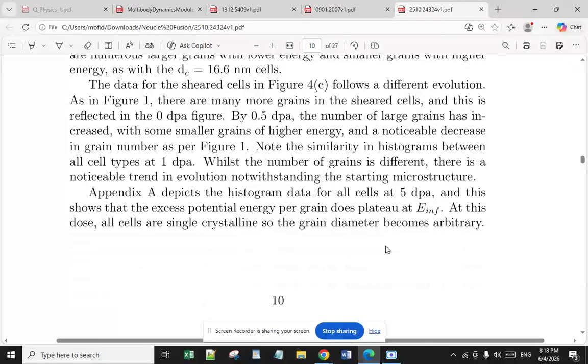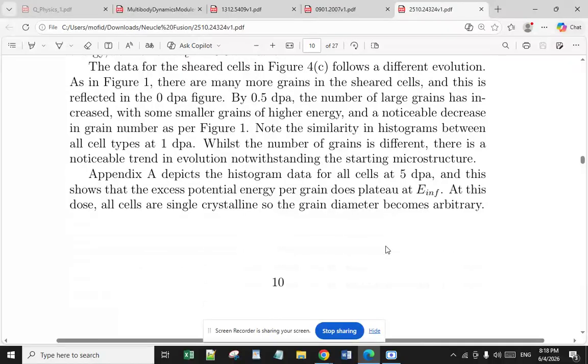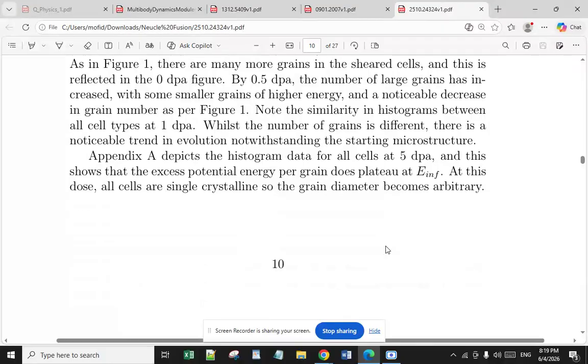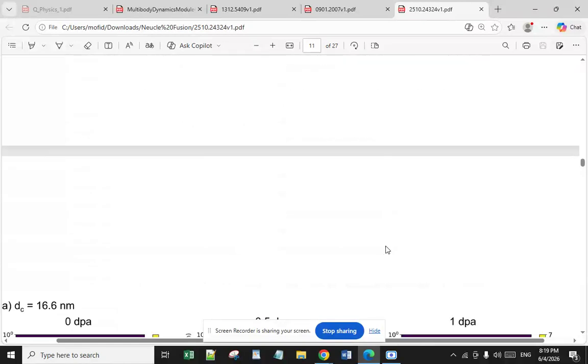notwithstanding the starting microstructure. Appendix R depicts the histogram data for all cells at 5 dPa, and this shows that the excess potential energy per grain does plateau at E_F. At this dose, all cells are single crystalline, so the grain diameter becomes arbitrary.